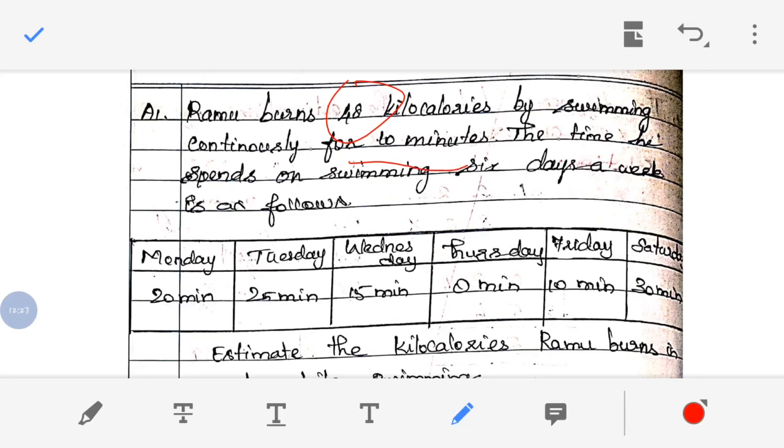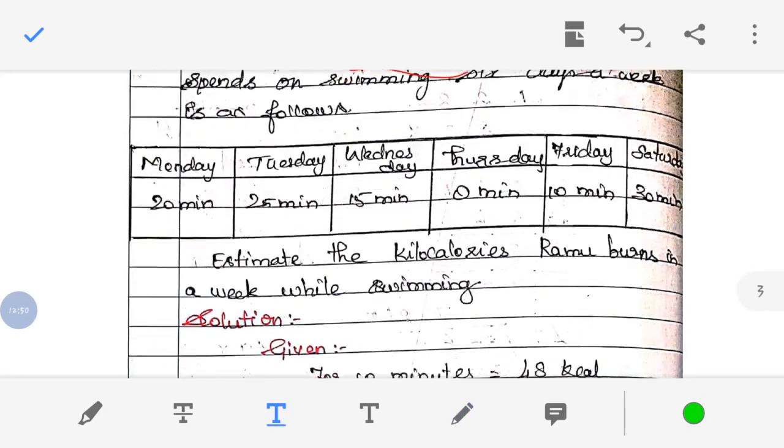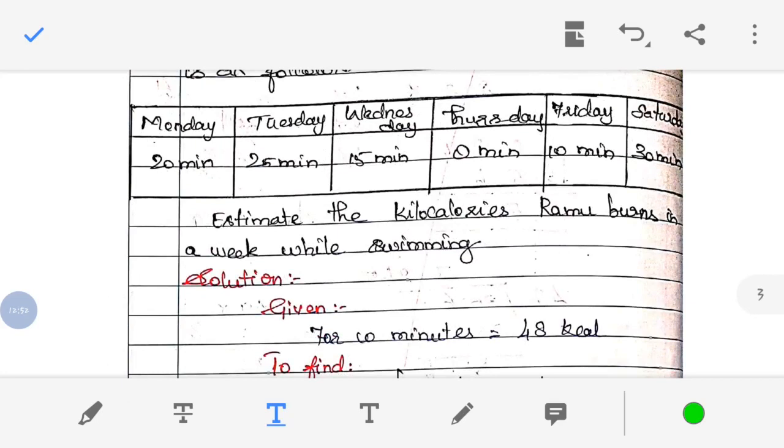Okay, for a week. So here they have given for each day how long he performed that swimming. Monday 20 minutes, Tuesday 25 minutes, Wednesday 15 minutes, Thursday nothing, 0 minutes, Friday 10 minutes, and Saturday 30 minutes. So with this data we are going to perform. Okay, so estimate the kilocalories Ramu burns in a week while swimming.